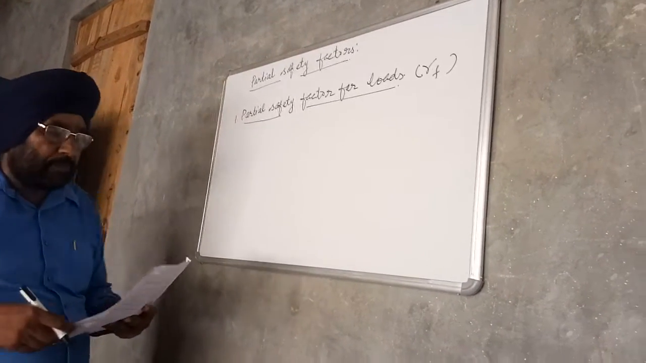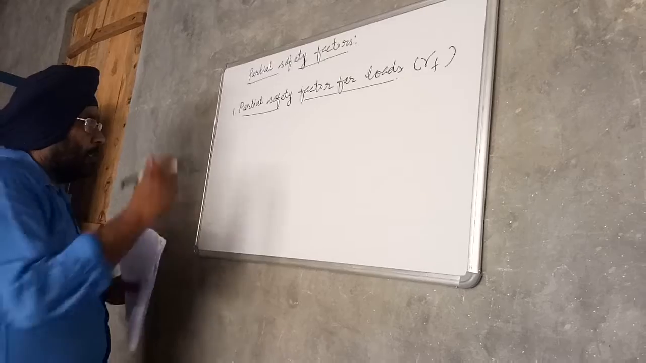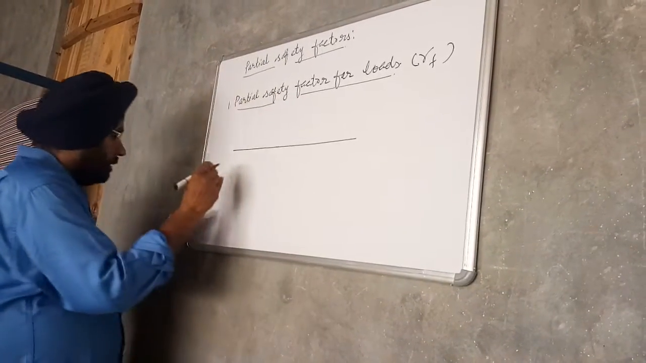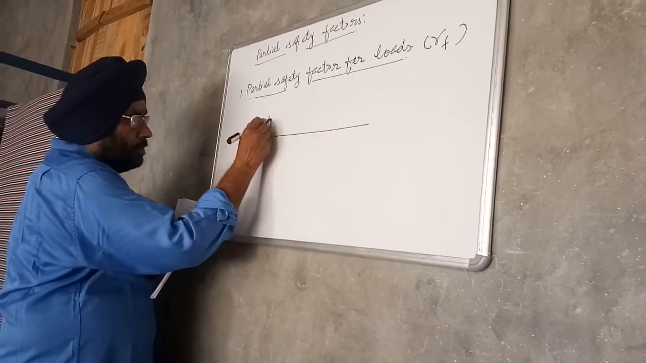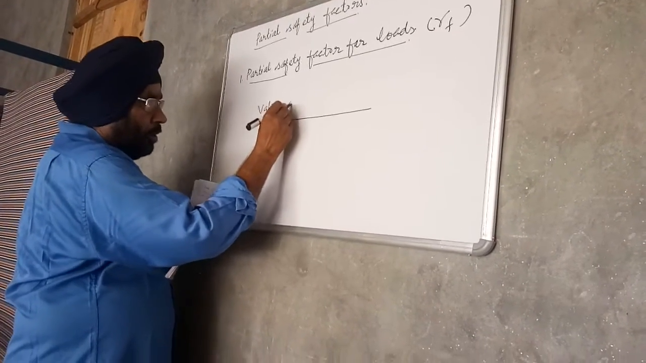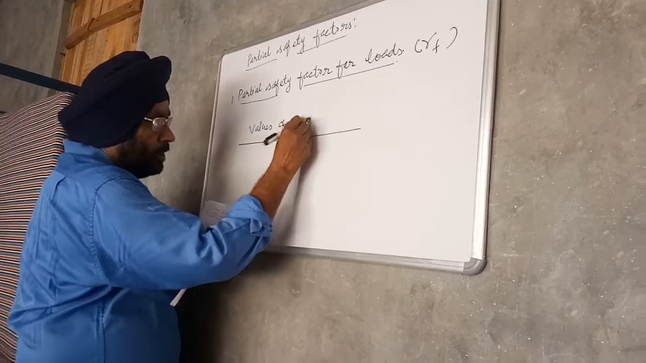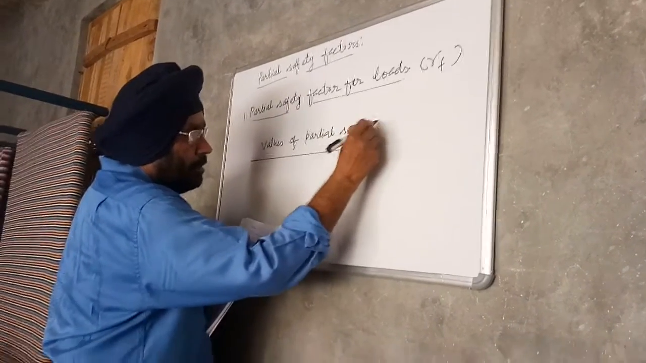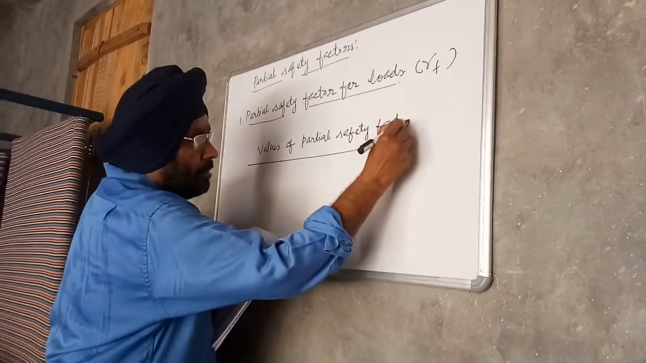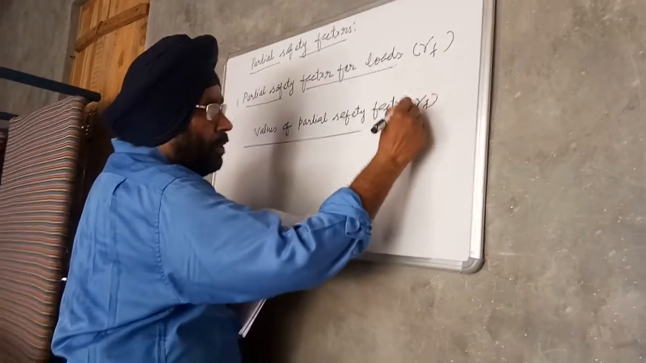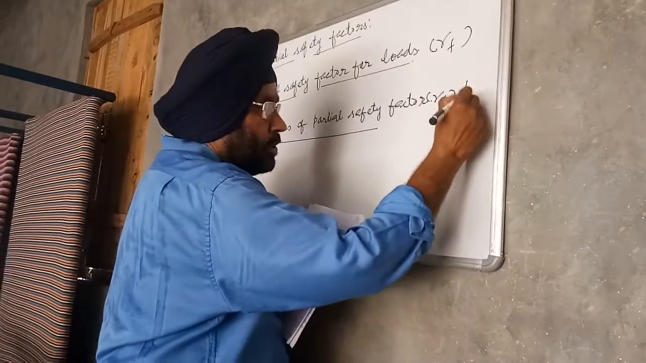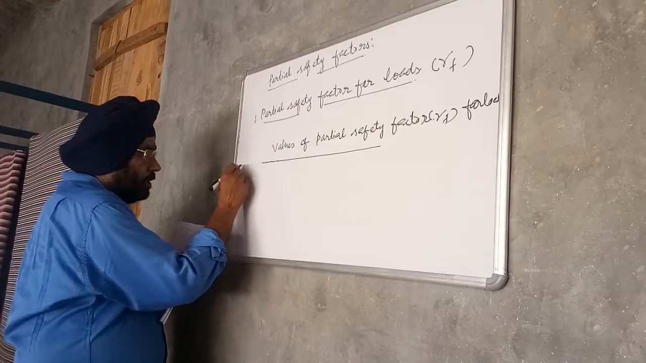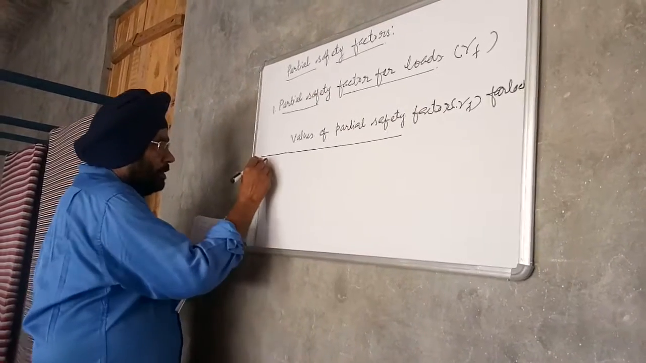This table shows values of partial safety factor gamma F for loads. So this is load combination.